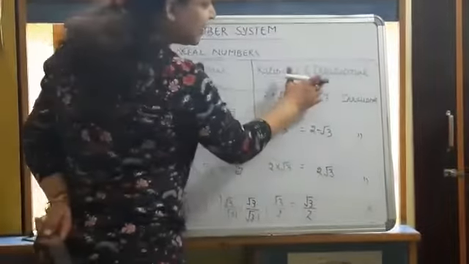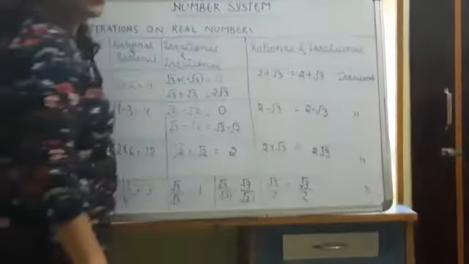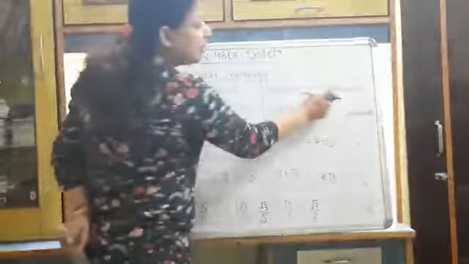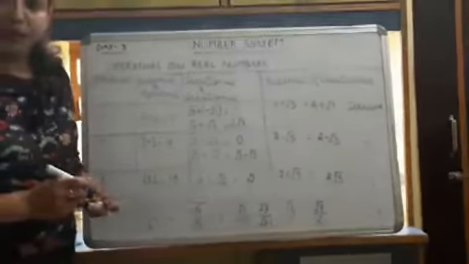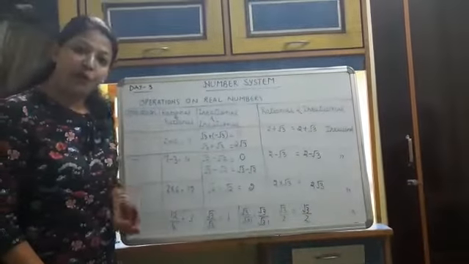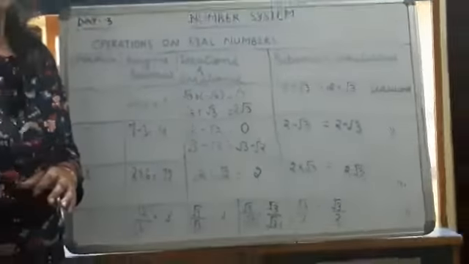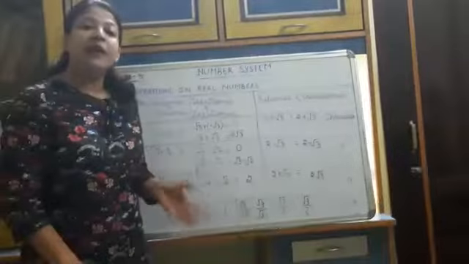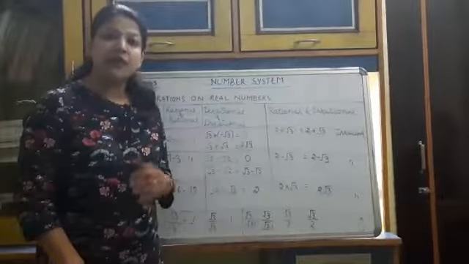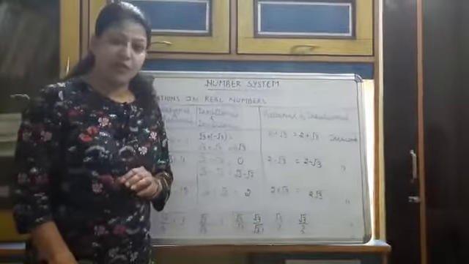Now the conclusion is that if I combine rational and irrational, the resultant will always be irrational. Now you can check each and every rule with the examples and do some questions based on this, where different operations have been applied and rational and rational numbers have been combined, rational and irrational numbers have been combined, and irrational and irrational numbers have been combined.